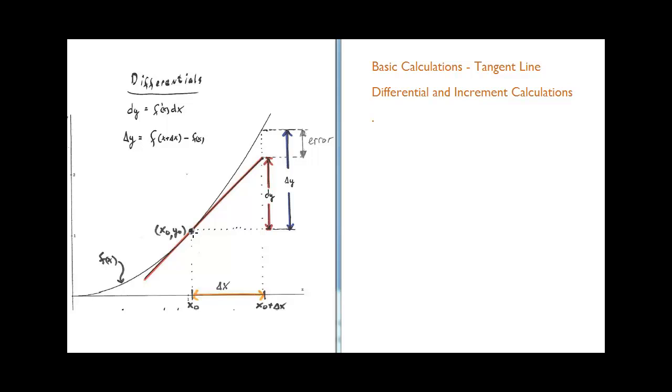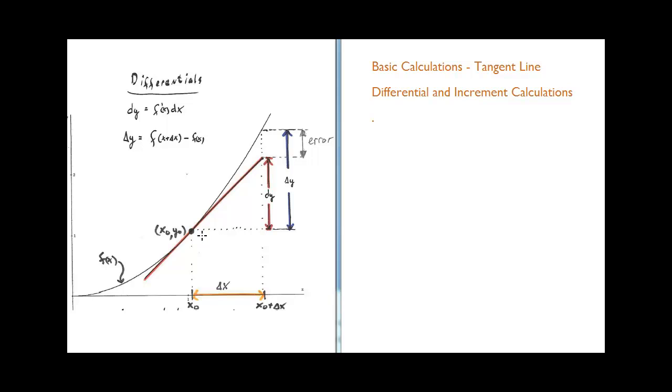The differential is based upon the slope of the tangent line at the point that is the nominal point. So in this case, if you follow the slope of the tangent line at x naught, y naught, you end up somewhat below the actual value of the function itself, and therefore you have an error. It's dy minus delta y, which gives you a negative error, which is what we're seeing here in that the dy estimate is below the delta y actual value.